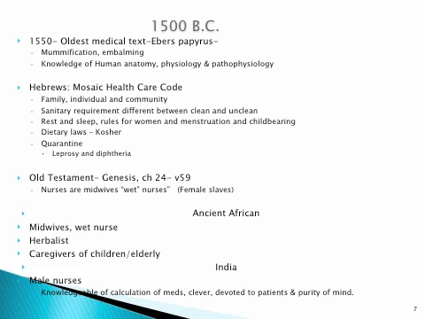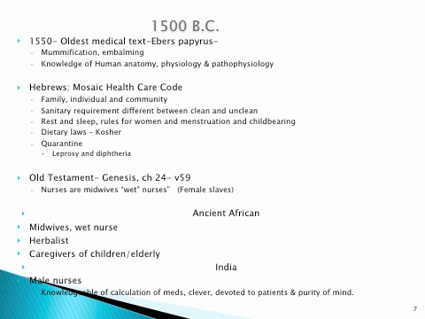The Hebrews developed the Mosaic Healthcare Code. They talked about family, individuals, and community. They talked about sanitary requirements and defined the difference between clean and unclean. They also mentioned the importance of rest and sleep, which is something we don't get much of here in this country. They talked about rules for women's menstruation and childbearing, as well as dietary laws such as kosher.